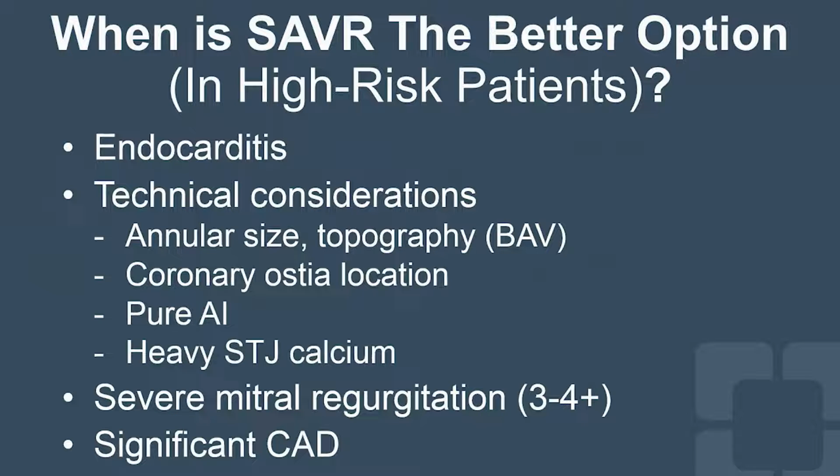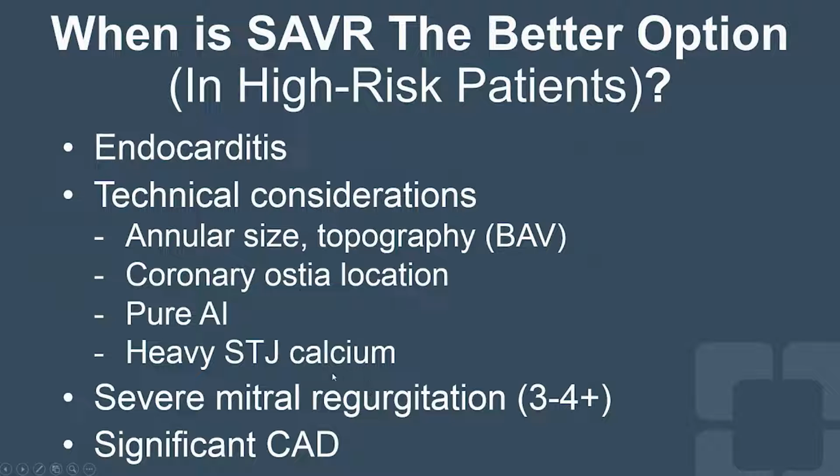Also, patients with bicuspid aortic valve, the geometry of the annulus may be too elliptical, and you may have a better outcome with the surgical operation. Patients also can have coronary ostia that are very low relative to the annulus, and you worry about possible coronary occlusion with the TAVR devices. Some patients with pure AI, in fact, most patients with pure AI, will do better with a surgical operation, because these patients do not have a significant amount of calcium. It can be more difficult to seal the devices.